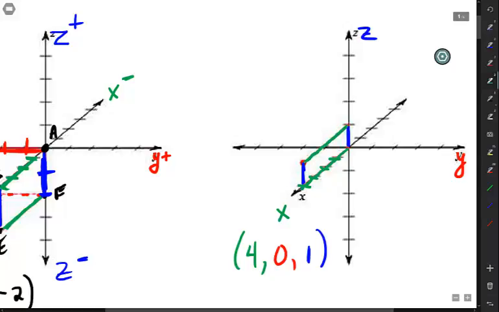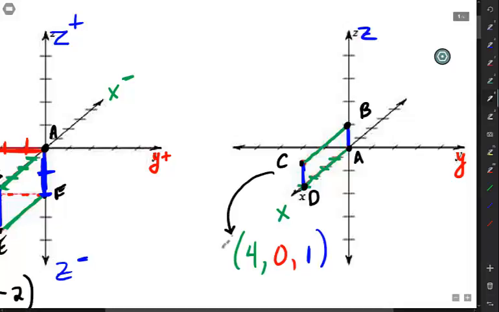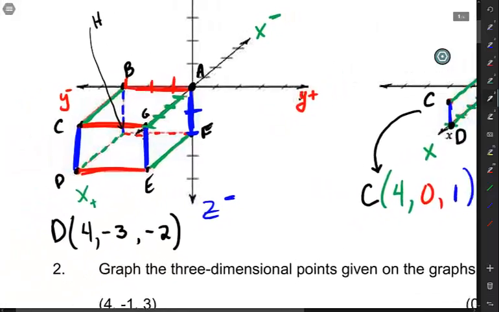So if I label my points in black, I have point A, point B, point C, and point D. Which point is furthest away from the origin? D is on the x-axis. I believe it's C. So C is this point. This is point C. And over here, this was point D.